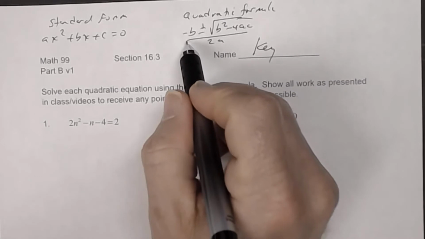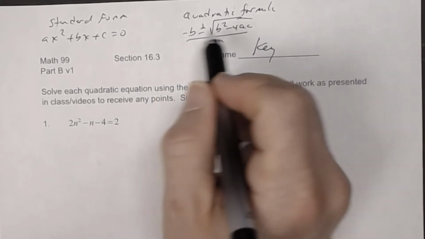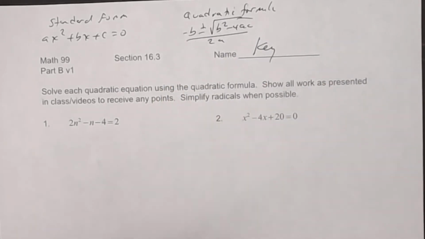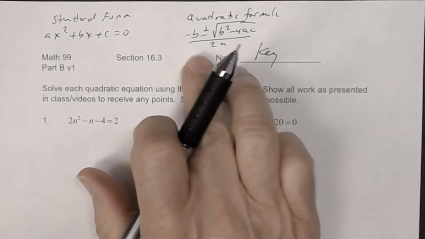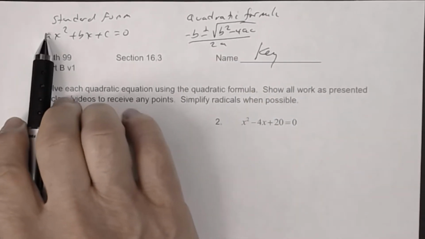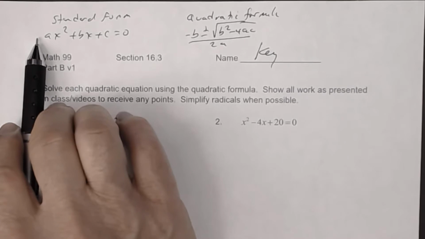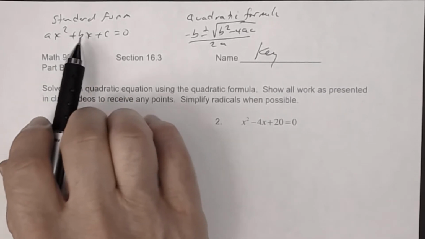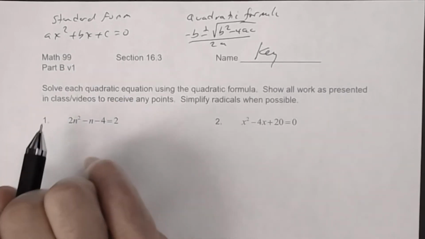And make sure that this whole expression is being divided by 2 times a. And then remember a, b, and c come from these numbers right here. So a is the coefficient of x squared, b is the coefficient of x, and c is your constant.